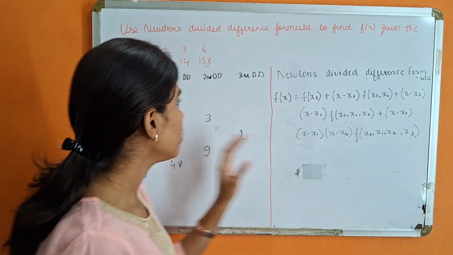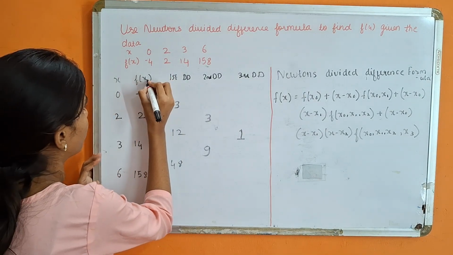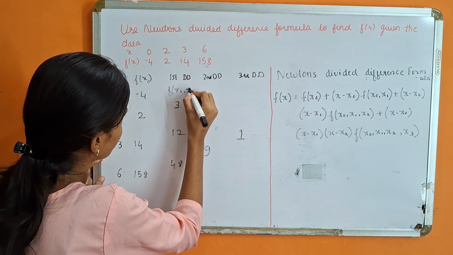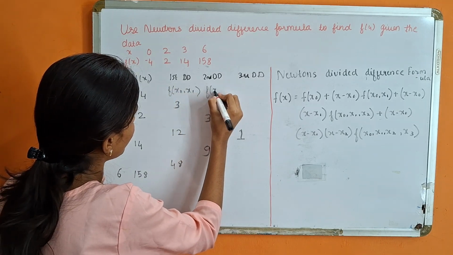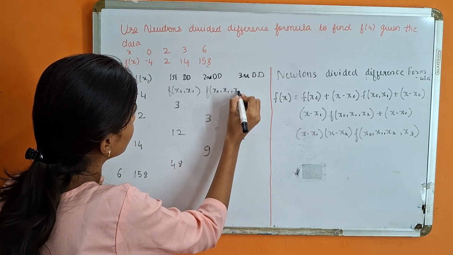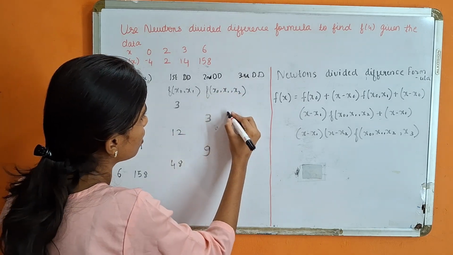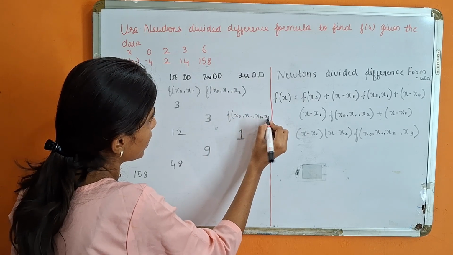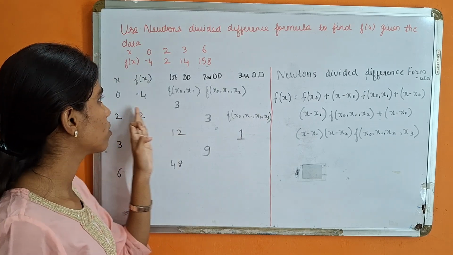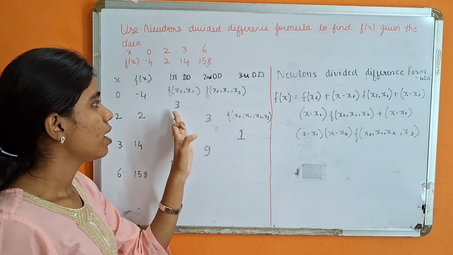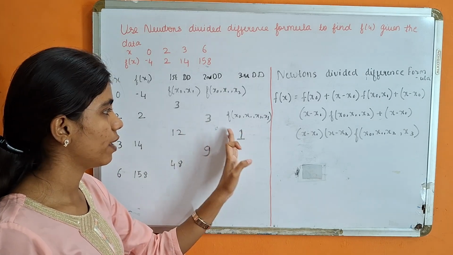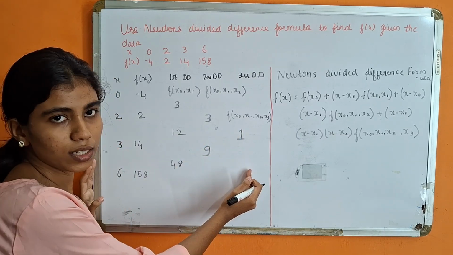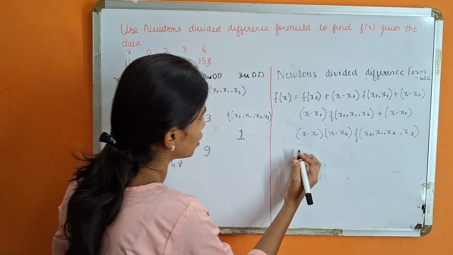Now here this is your f of x naught. This is your f of x naught comma x1. This is your f of x naught comma x1 comma x2. This is your f of x naught comma x1 comma x2 comma x3. So f of x naught is this, f of x naught x1 is this, f of x0, x1, x2 is this, and f of x0, x1, x2, x3 is this. Now if you are done with this part, this is very easy. Here you have to just substitute.